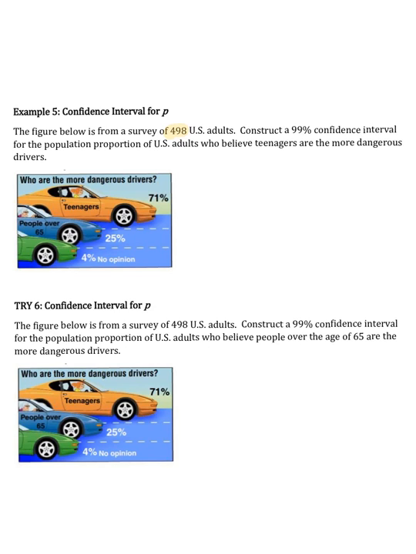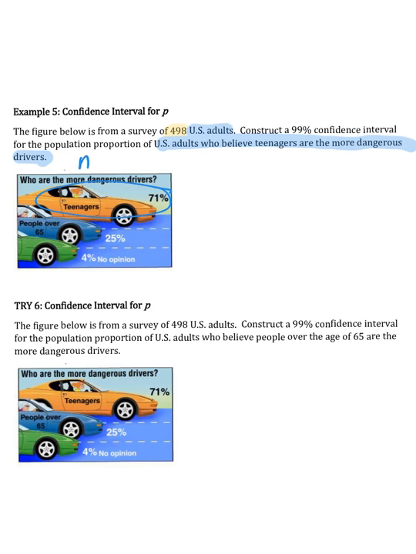Okay, so the figure below is from a survey of 498 U.S. adults. Construct a 99% confidence interval for the population proportion of U.S. adults who believe teenagers are the more dangerous drivers, okay? So you'll notice they don't give us our X value here. They don't tell us exactly how many U.S. adults there are that think that teens are more dangerous, but if you look at the picture right here, teenagers 71%. Now remember, P hat is the percentage of successes. So in this case, we don't need our X value because they already give us P hat.